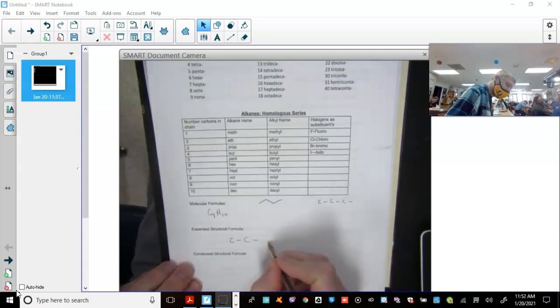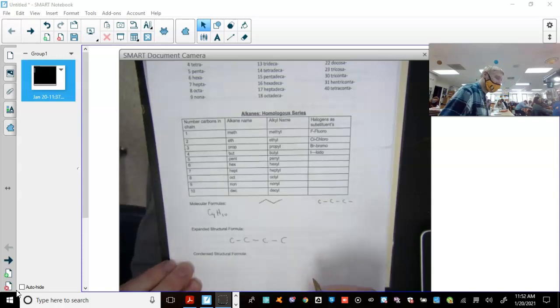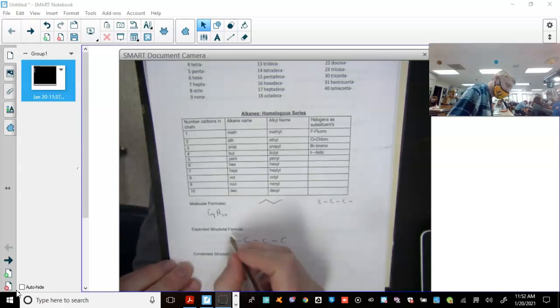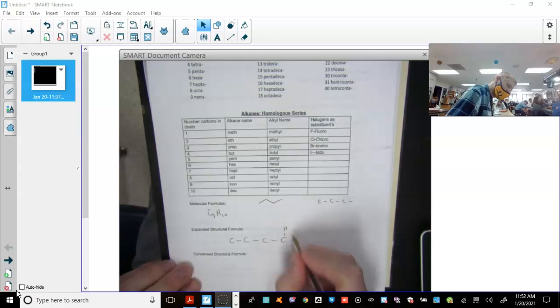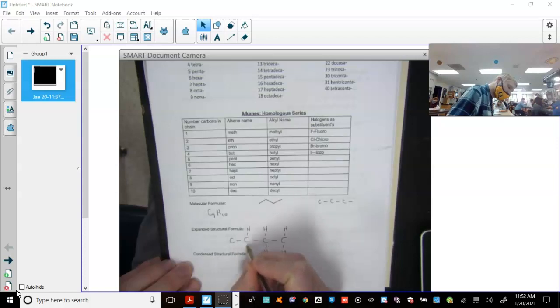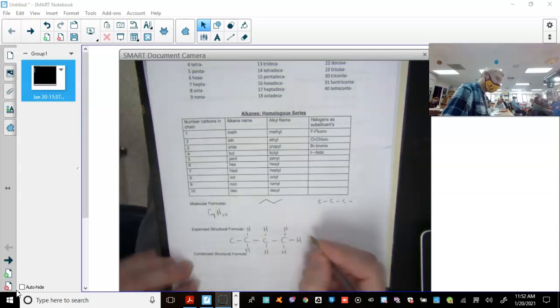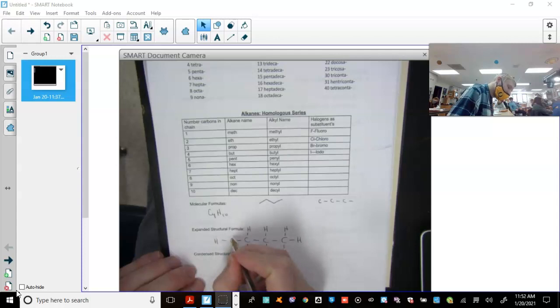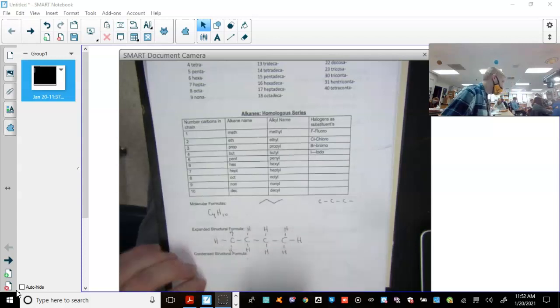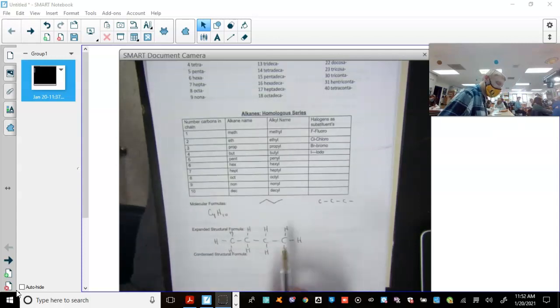We have 1, 2, 3, 4 carbons, and we're going to have hydrogens attached to these. Every carbon must have 4 bonds, and that's how I know how many hydrogens I need to add. And if I count the hydrogens, I get 1, 2, 3, 4, 5, 6, 7, 8, 9, 10. With my 4 carbons, that's the expanded structural formula.